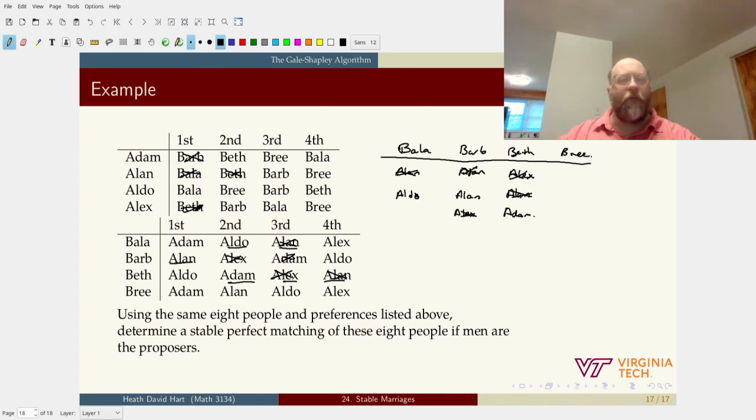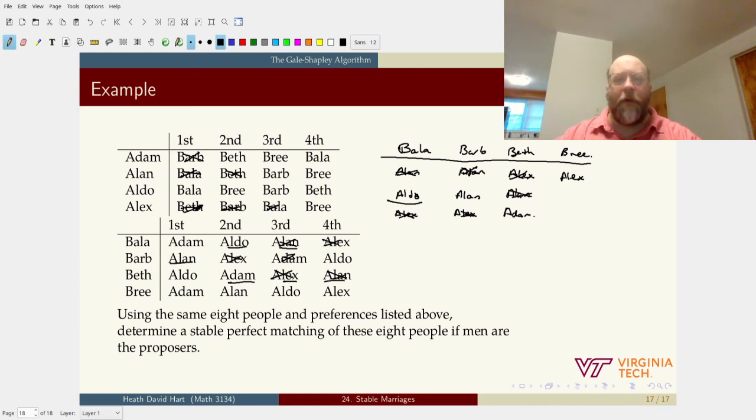And so Alex just got rejected by Barb, so he approaches Bala. And Bala prefers Aldo over Alex. So Alex is still being turned down. And so Alex has to approach his fourth choice, who is Bree. And nobody has approached Bree yet. And so Bree goes ahead and accepts Alex.